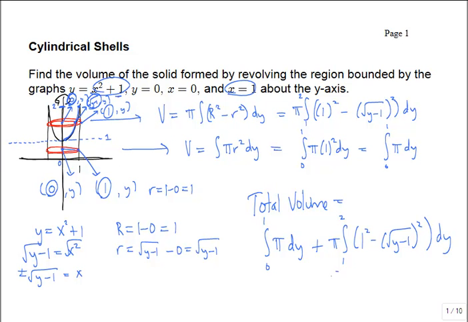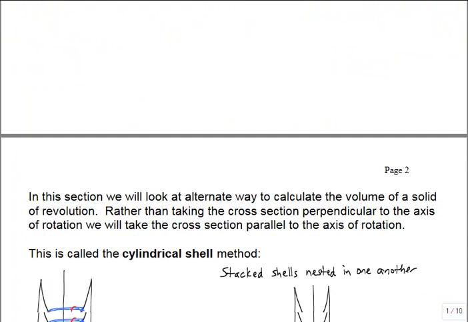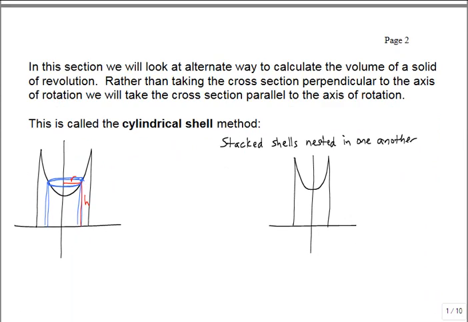So what we're going to learn about today is a new method to deal with situations like this, where we use something called cylindrical shells instead of using discs and washers. And one of the key differences is that instead of taking the cross sections perpendicular to the axis of revolution, what cylindrical shells are going to do is take the cross section parallel to the axis of revolution. And this is called the cylindrical shell method.